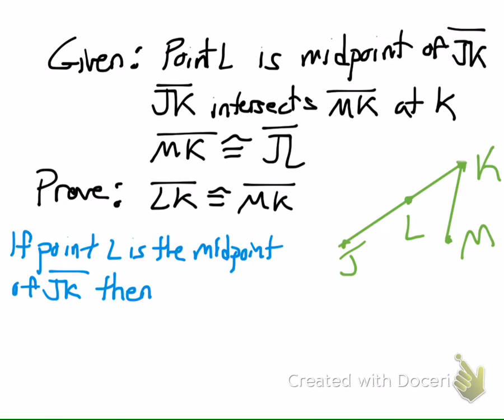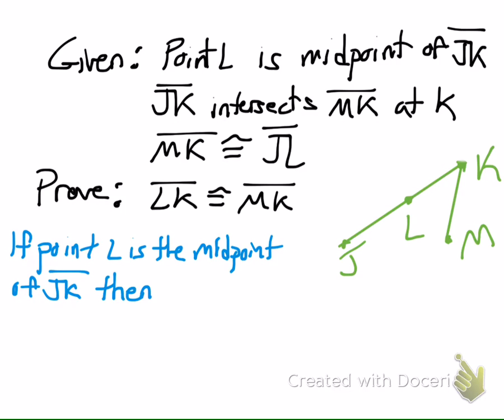Let's look at another proof here. Again, every proof always gives you some information and tells you what you're trying to prove. If you can, I'd recommend drawing out a picture. There's a lot of different ways to draw out this picture. This is one of them. It doesn't matter how you draw it, you're still going to prove the same thing. So, what's given to me? It tells me point L is the midpoint of JK. It also tells me JK intersects MK at point K. And it tells me that MK is congruent to JL. I want to prove that LK, this piece, is the same as this piece.